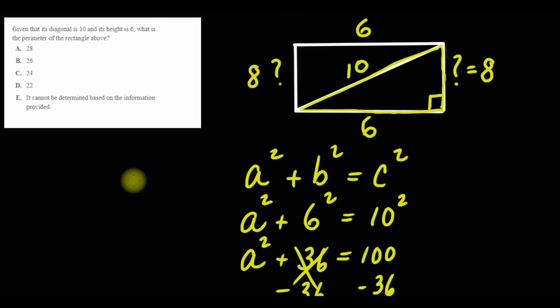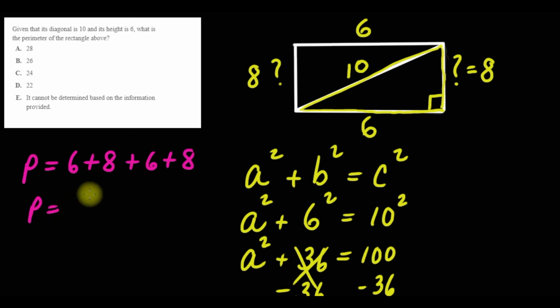So to come up with the perimeter, we would add up all those numbers. So it'd be 6 plus 8 plus 6 plus 8. Okay, so that would be 14 and 14. So that's going to give us 28. Okay, so the correct answer is 28. And we would pick A for this one.